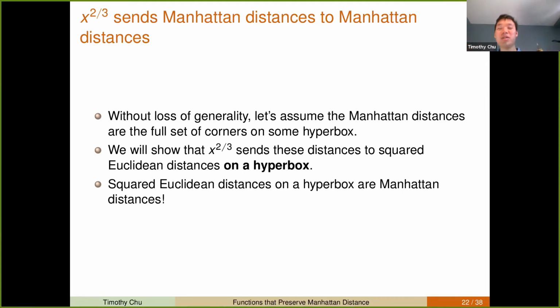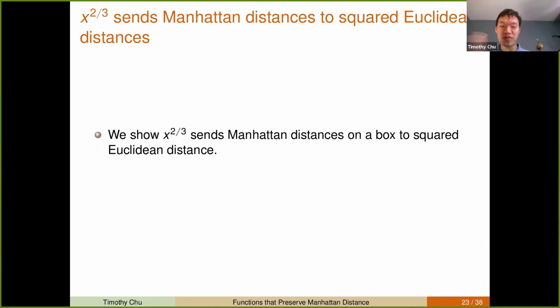Okay. Well, this is the overall proof structure, and the core meat of it will be showing that x to the 2/3 sends the set of Manhattan distances on a hyperbox to squared Euclidean distances on a hyperbox. We're going to start by showing x to the 2/3 sends Manhattan distances to squared Euclidean distances. For all the people who thought the previous background was boring or simple, this is where the core of the proof is. This is the meat and the fun stuff. So feel free to pay attention again if you were bored by the previous sections.